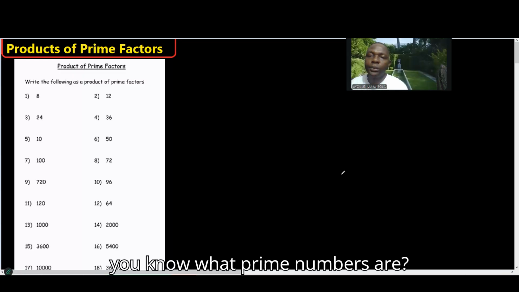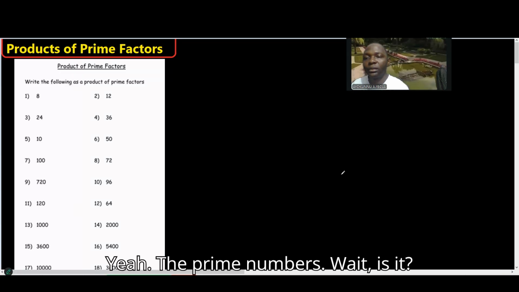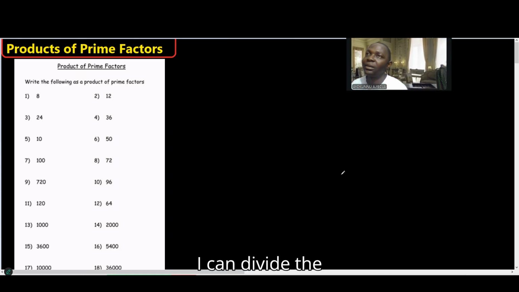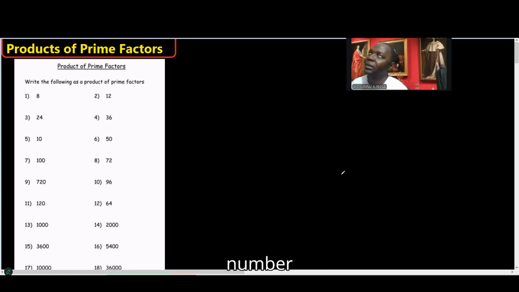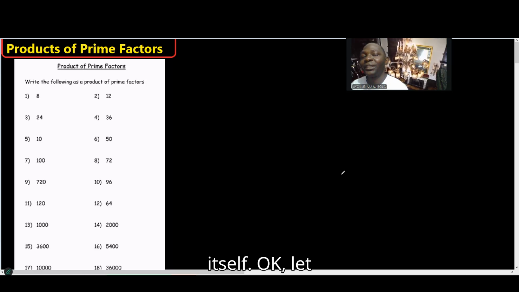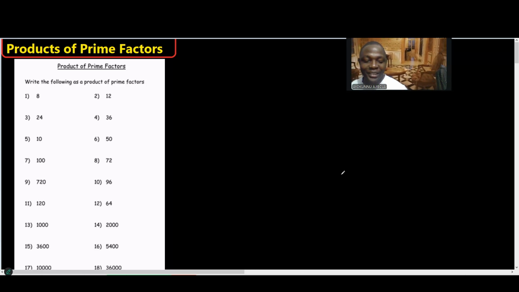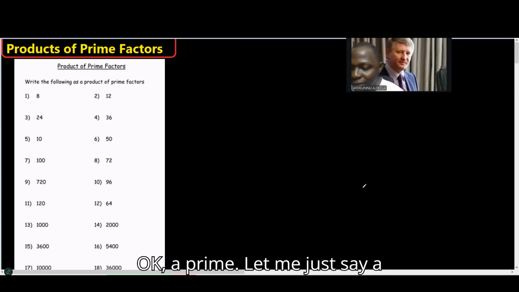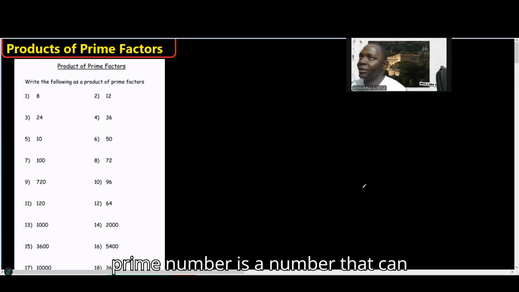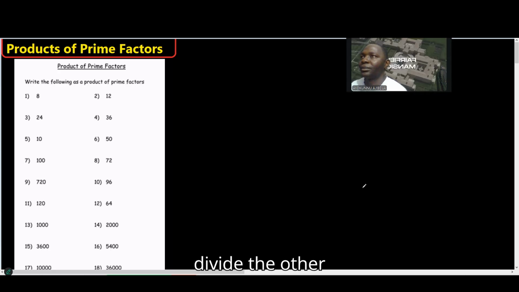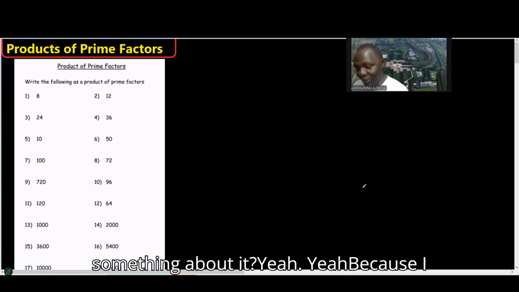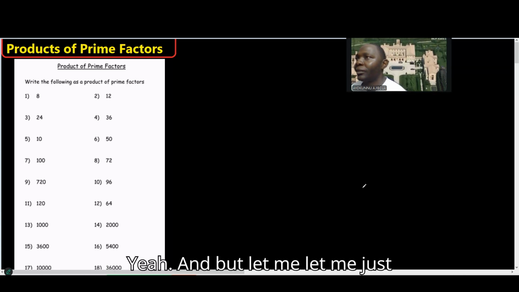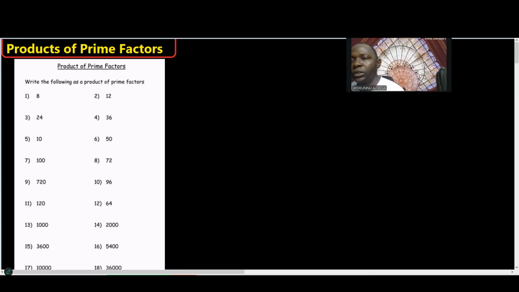Do you know what prime numbers are? What are prime numbers? I can divide itself. Okay, let me say it again. A prime number is a number that can divide the other number itself. You know something about it, because I can see you're mentioning itself, right? But let me just do it this way.